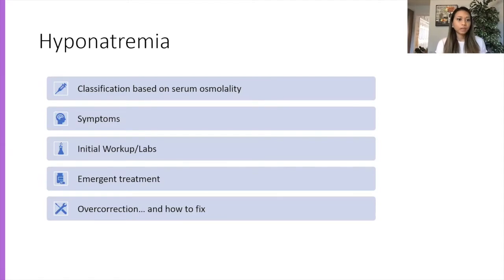Next. So hyponatremia. This is the big one usually. We're going to go over the classification, symptoms, the workup in the labs, emergent treatment, and the overcorrection, which is the big dreaded issue when you're correcting hyponatremia, and how to fix it.